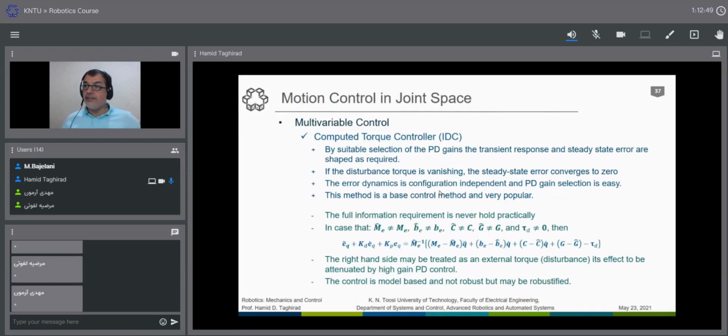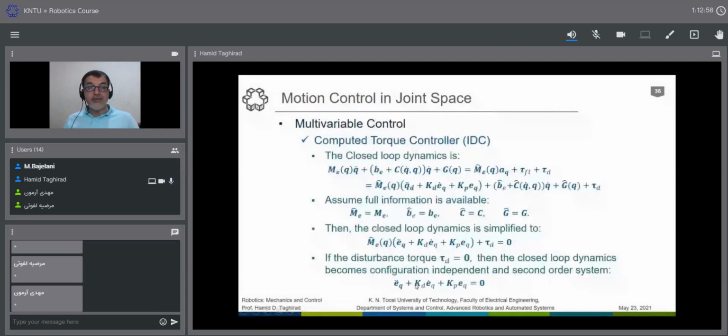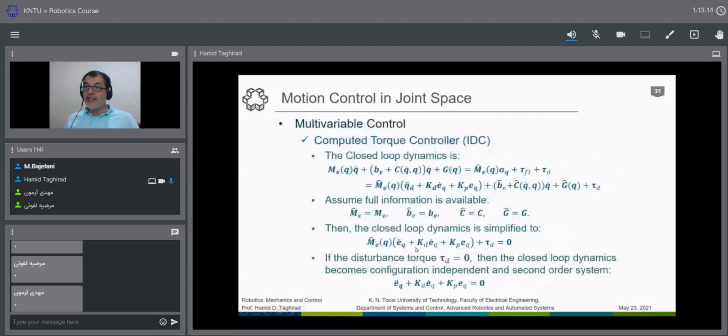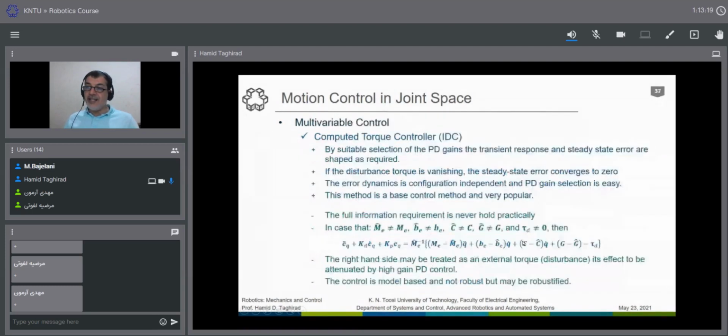So as you see here, M is not equal to M hat. Here we saw very simply that this is equal to 0. But then this is not equal to 0 if these terms are not vanishing. You see the difference between these two, B, C, G, and also tau D, multiplied by M hat, since we have M hat here, all goes to the other side. All of these come into the picture.